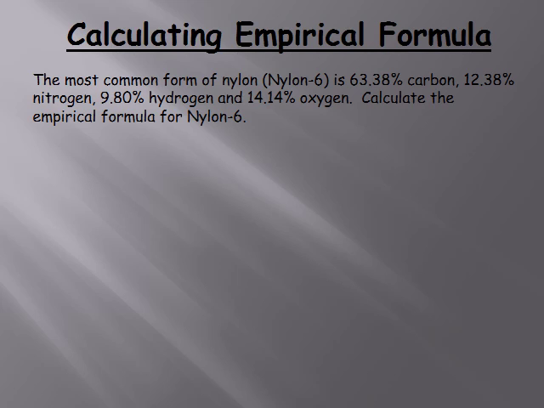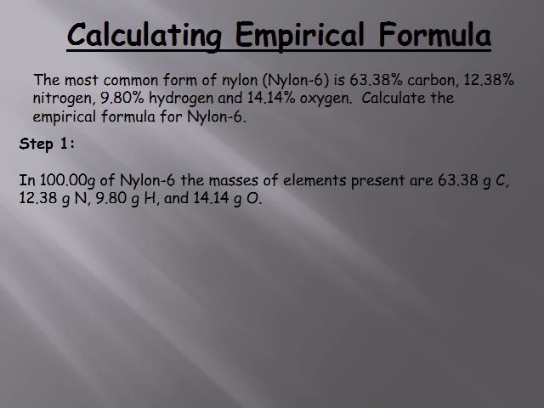Okay, so welcome back. So how are we going to convert these percentages into masses? Well, that's what we're going to try and do, work out the masses. The way I would do it is I would say we have 100 grams of the substance. Therefore, you'd have 63.38 grams of carbon, 12.38 grams of nitrogen, 9.8 grams of hydrogen, and 14.14 grams of oxygen. So we have the masses.